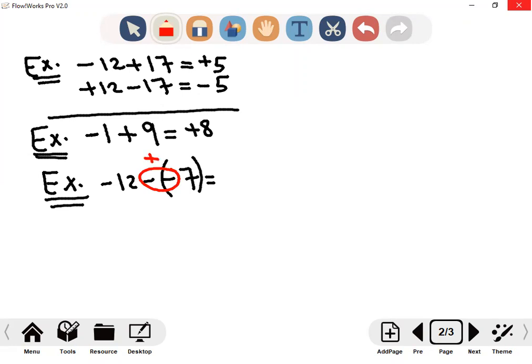By positive, right? Now, what is the sign of the 12? What is the sign of the 7? Positive. Same or different? Different. We add or subtract? Subtract. Yalla. 12 and 7. What's the bigger sign? The negative with the 12 or positive with the 7?